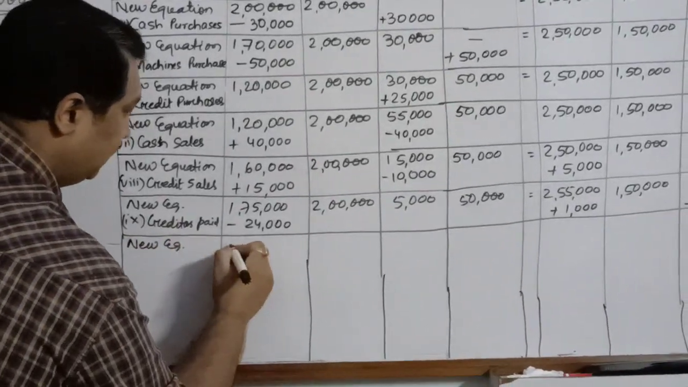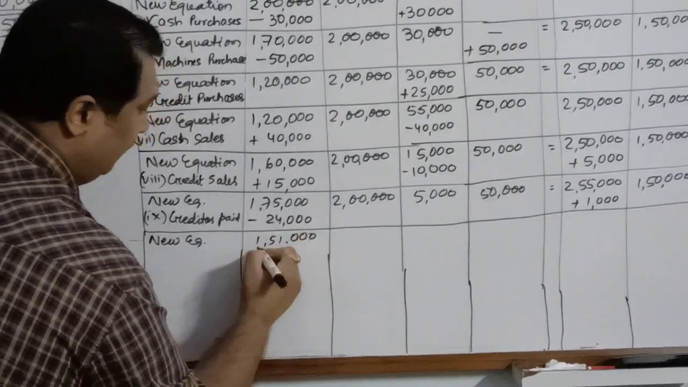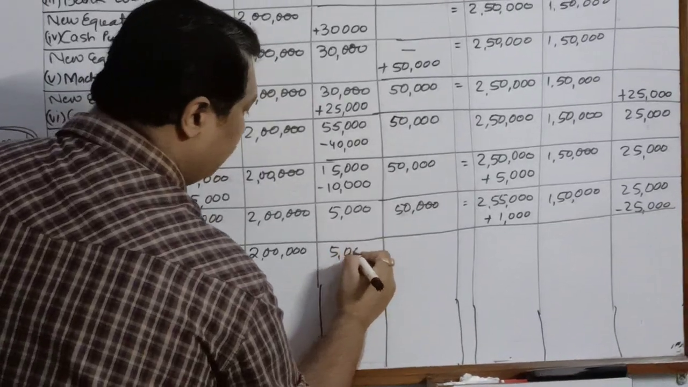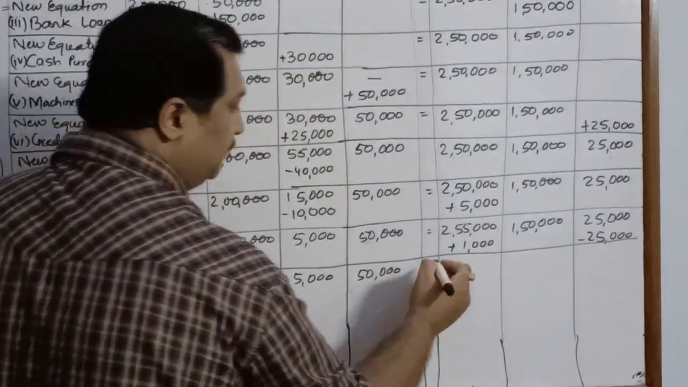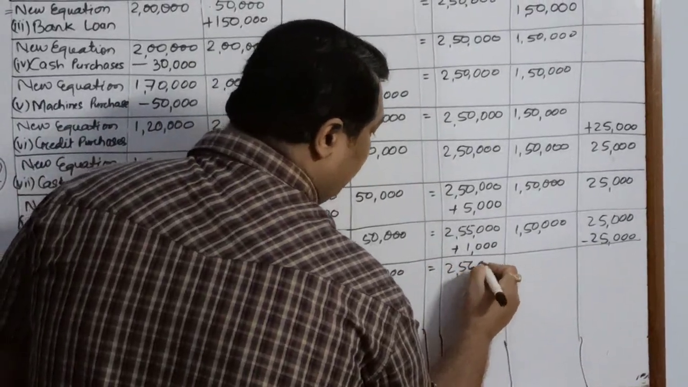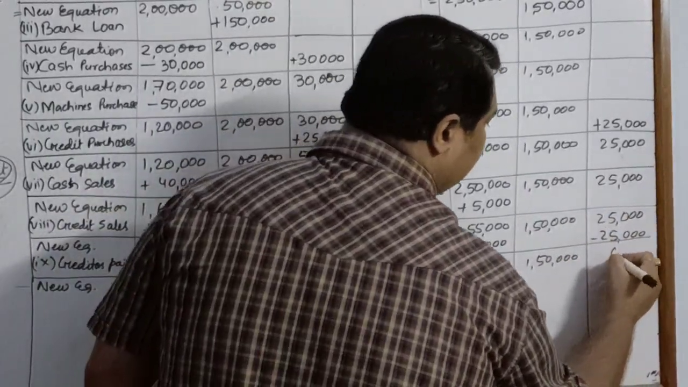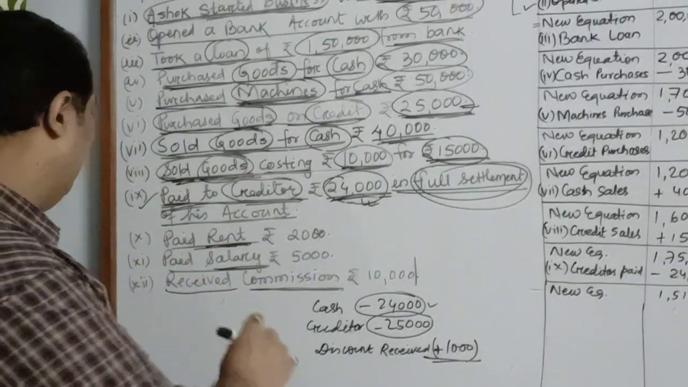New equation is 1,54,000, 2 lakhs, 5,000, stock is still left, furniture, machines 50,000, capital is 2,56,000 now, no change in bank loan, and this has become 0 because we have completely paid them off. Now what is the next?